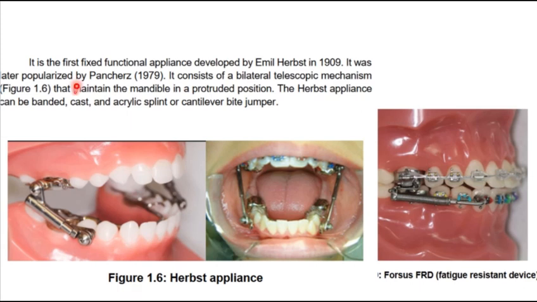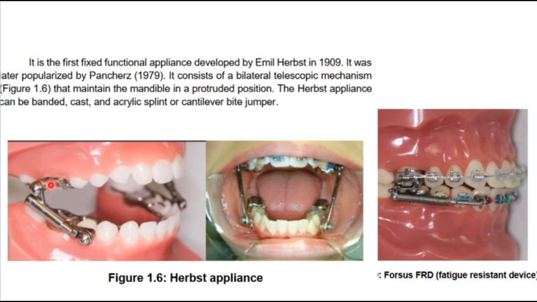was deficient. Coming to some of the fixed functional appliances, this is the Herbst appliance from 1909. If you can see, that is a telescopic appliance. There is a telescope-like mechanism that keeps the mandible in a protruded position. Later it was popularized by Pancherz in 1979, having been introduced by Herbst in 1909. The concept of these appliances was not taken well by the authorities.